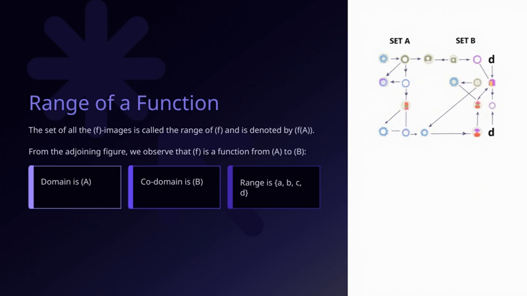Now, an important concept here is the set of all the f images, which is called the range of f. We denote this as f(A), meaning it's the set of all outputs that the function actually produces from the inputs in A. Understanding the range helps us see the actual outputs a function can generate within its codomain. It's a crucial idea because it tells us about the behavior and the reach of the function within the larger set B. So, in summary, the range is the collection of all images of the domain elements under the function, giving us a clear picture of what the function can produce.